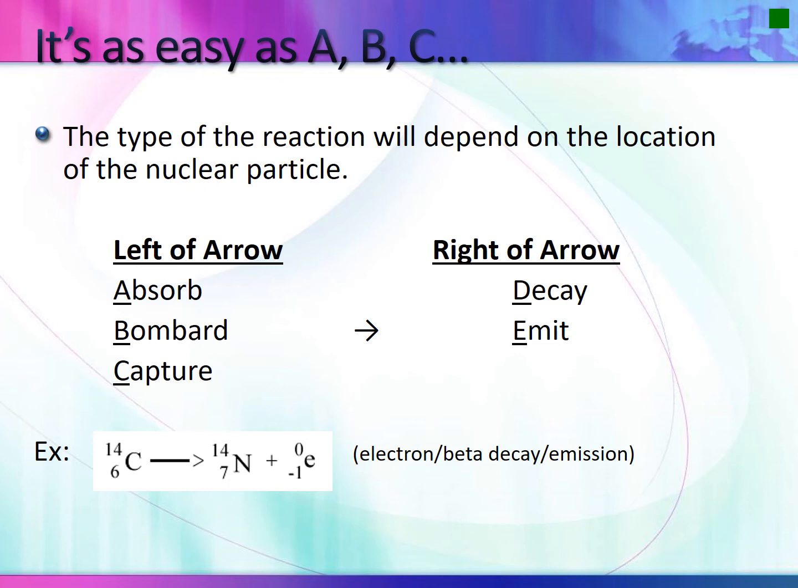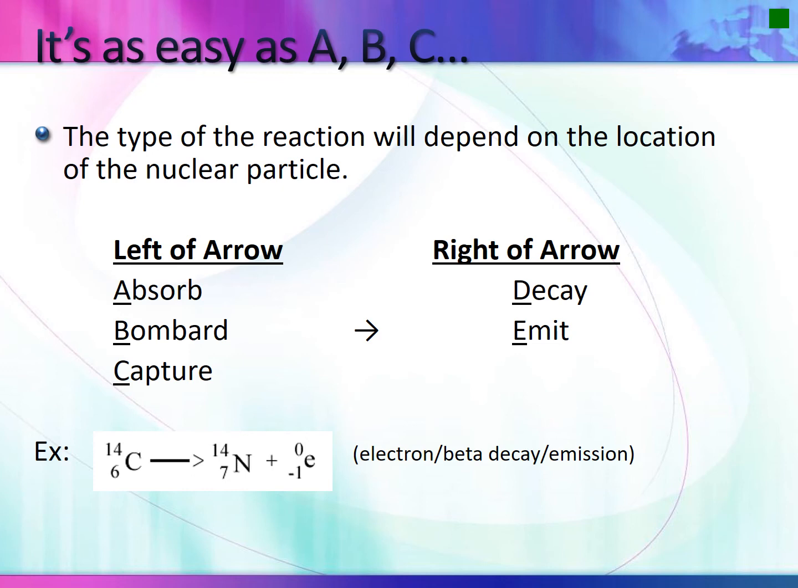Now they do use different terms for the different particles, but you do not need to know those. Okay, so they typically say like a neutron bombardment or an electron capture or beta decay. Okay, they usually use different words with the different nuclear particles, but do not worry about that.